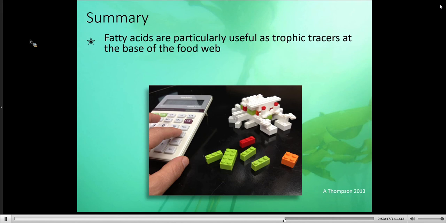Okay, so I've talked a lot, and now I'm done. Except I want to nail this point. Fatty acids are particularly useful as trophic tracers. I hope that makes sense, because what I showed is that for fat, the algae are such an interesting and diverse group of organisms. They have such distinctive fatty acid signatures that you have a lot of traction to track those differences into a consumer. You have less traction to track those kinds of differences into a predator.